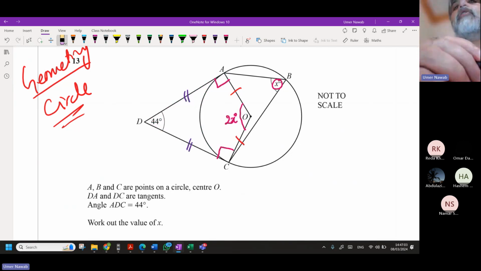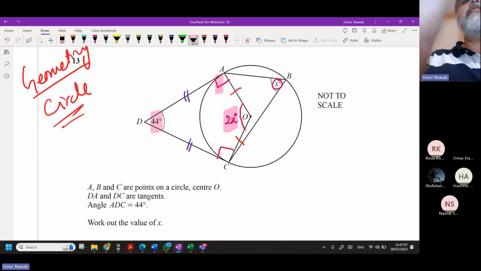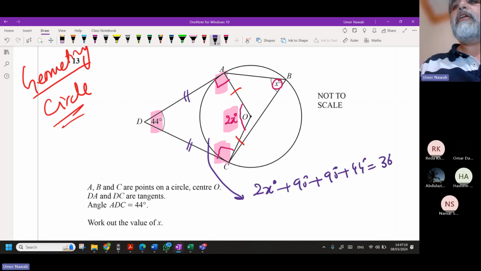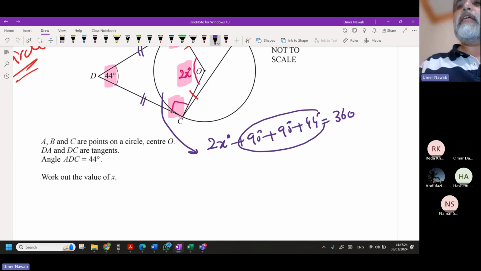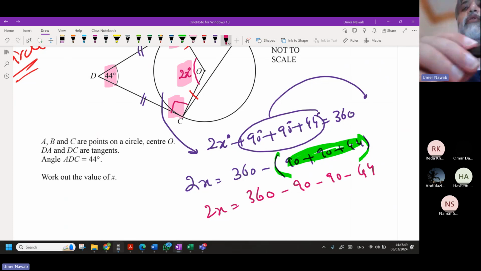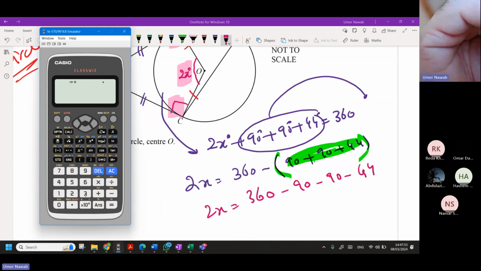If I want to find this 2x, you remember that the sum of all the angles in a quadrilateral is equal to 360. So I will write here 2x plus 90 plus 90 plus 44 is equal to 360. Now I need to send all these angles to the right, and I write 2x is equal to 360 minus (90 plus 90 plus 44). You can write minus 90 minus 90 minus 44, but if you want to write the plus sign here, you have to use the brackets. Otherwise, if a student doesn't want to use brackets, he will write 360 minus 90 minus 90 minus 44. It depends upon you how to simplify this expression or equation. So 360 minus, I put the brackets on, 90 plus 90 plus 44. Okay, guys, close the bracket.